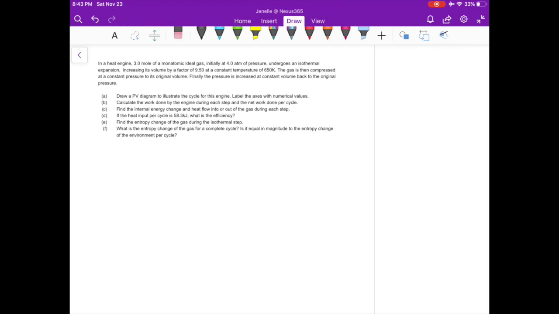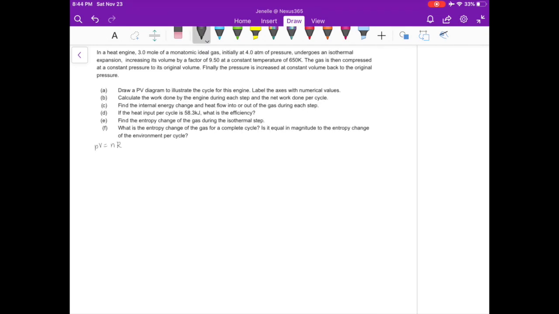So for part A, we're asked to draw a PV diagram to illustrate the cycle for this engine. And we're also asked to label these axes. The problem tells us the amount of moles. It also gives us the initial pressure and the temperature. Given this information, we can use the equation PV equals nRT to figure out what our initial volume is equal to. Keep in mind, because we're given the pressure in atm, we must convert this into pascals. There is 101,325 pascals in 1 atm. Solving this equation, the initial volume turns out to be 0.04 meters cubed.